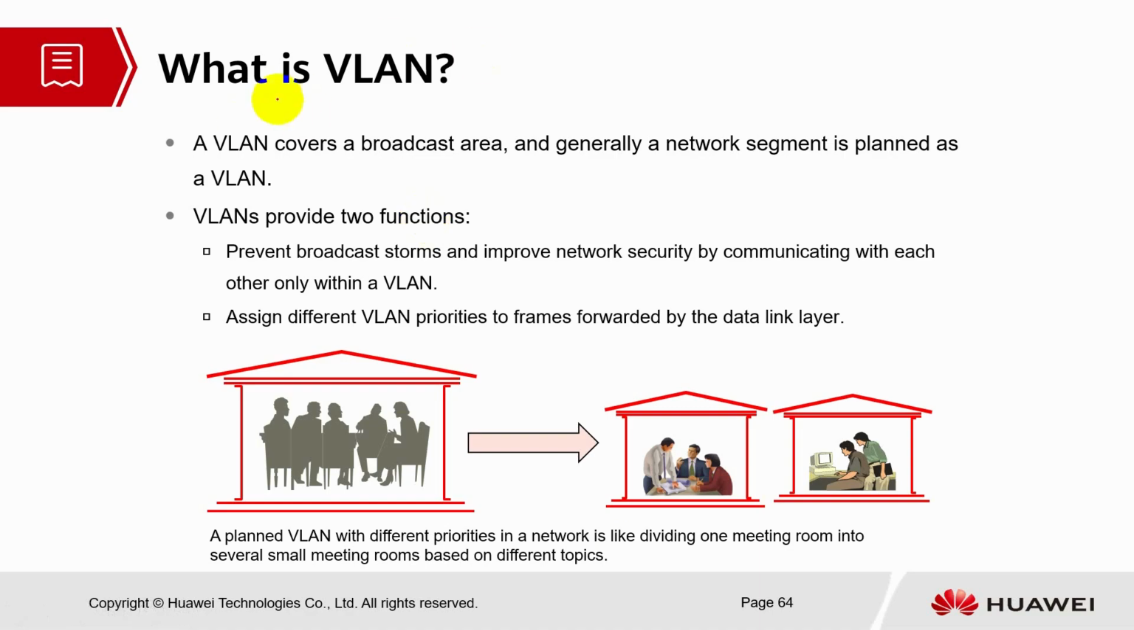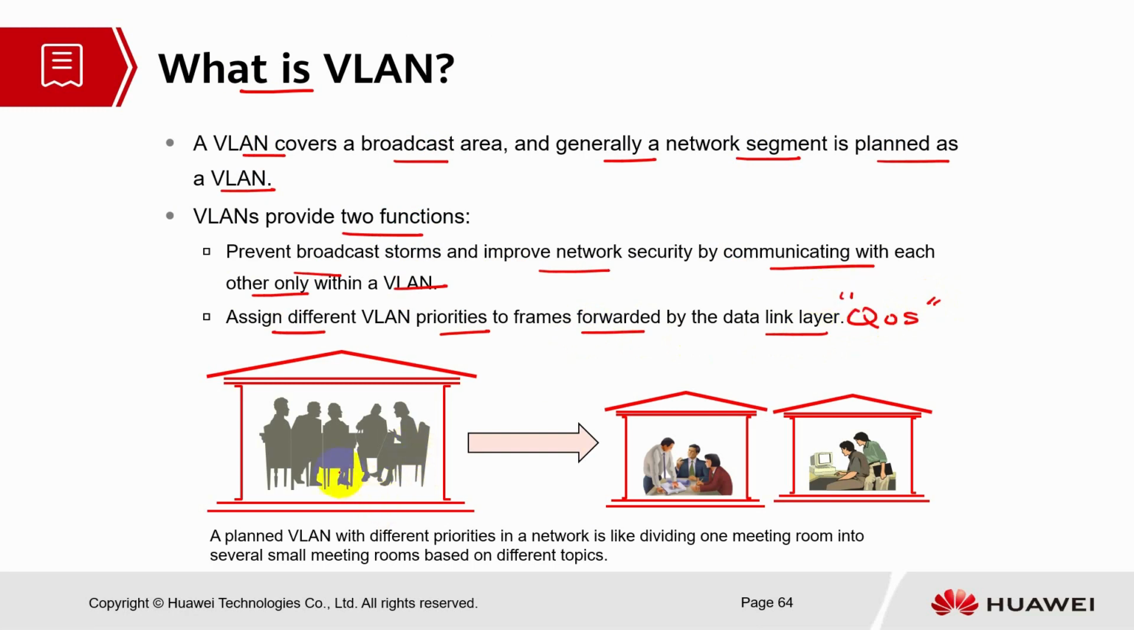So let's discuss what a VLAN is. A VLAN covers a broadcast area, and generally a network segment is planned as a VLAN. A VLAN provides two functions: to prevent broadcast storms and to improve network security by allowing communication only within a VLAN. Different VLAN priorities are assigned to frames forwarded by the data link layer. So it's more related to the QoS parameter here.